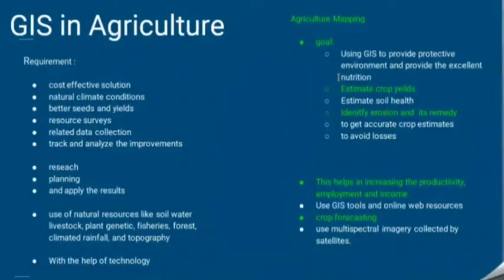GIS uses different kinds of tools. It can use online web resources. So the main function of GIS in agriculture is to do the welfare of farmers, and it increases the productivity, employment, and income. It also can help in forecasting using multi-spectral imagery collected by satellites.